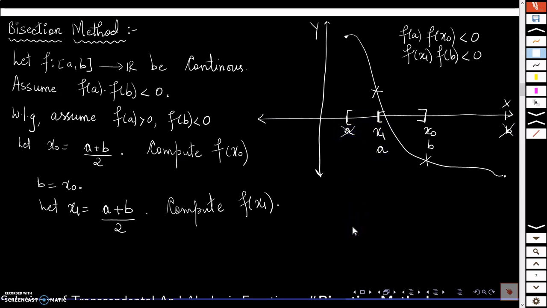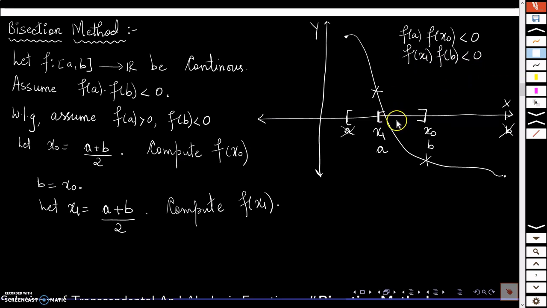So again we have bisected the new interval that we had obtained, and right now we have the interval a to b here, and in this smaller interval now there will definitely be a root because f of x1 into f of b, their product is negative.